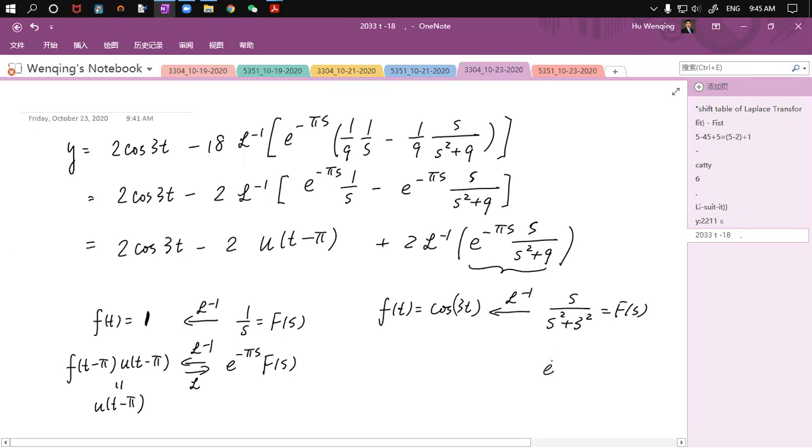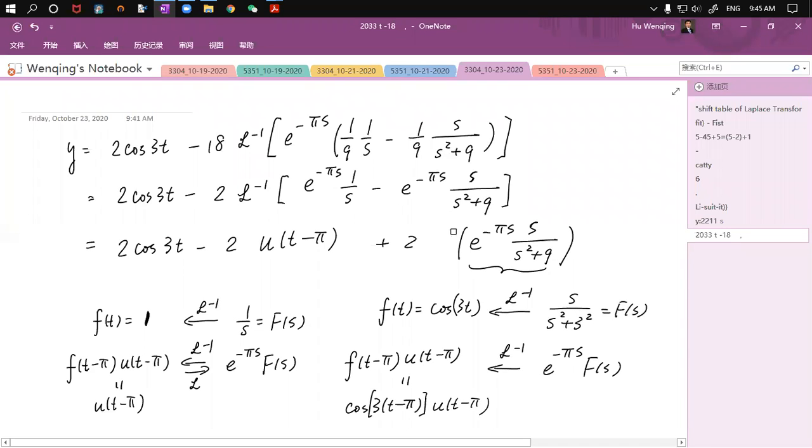Once you have this, you can see that what you want to transform is e to the power minus pi s times capital F of s. You want to find the inverse Laplace transform. Is that good, family? This is nothing but an exponential shift in the image, so it results in an ordinary shift in the pre-image. So it's f of t minus pi times u of t minus pi, which is cosine 3 of t minus pi. You replace t by t minus pi and then multiply by u of t minus pi. So we replace this function by cosine of 3 times t minus pi multiplied by u of t minus pi.